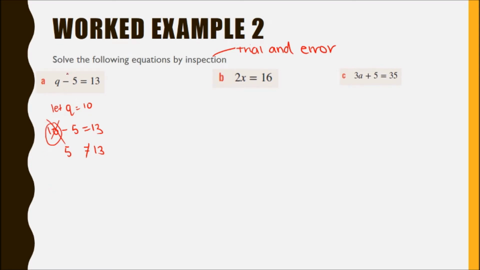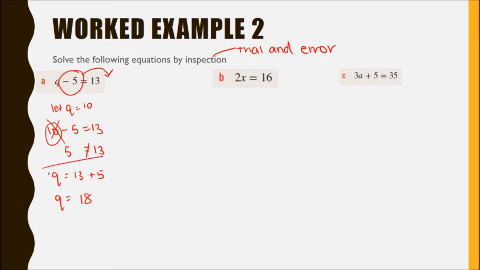Or, if you don't want to spend time doing trial and error, you're more than welcome to just carry the minus 5 across to the other side. We leave the number that's already on that side, like 13, by itself, and whatever we carry, we put after that number. So now it would be Q equals 13 plus 5. So Q would equal 18, and we now know that Q equals 18.